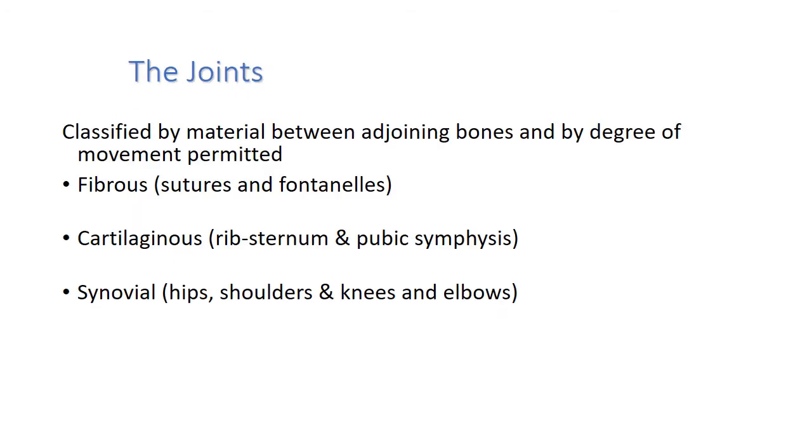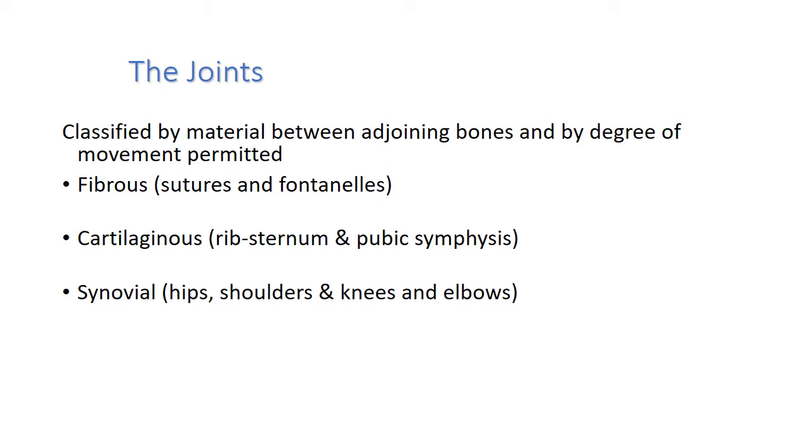Joints. Joints are classified by the degree of movement that's permitted. Fibrous joints, such as sutures in adults and fontanelles in infants, permit very limited movement. Sutures in adults actually don't move at all. Sutures are found in the skull, and basically there were spots where the bones were not joined. Fontanelles are the soft spots in the skull of infants and newborns, and they allow for the passage of the infant through the birth canal and also for the growth of the brain.